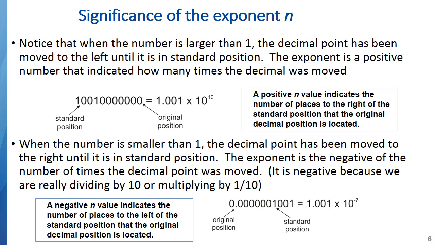When the number is smaller than 1, the decimal place has to be moved to the right until it's in standard position. And so to get back to the original position, we would have to divide by 10 7 times, or multiply by 1 over 10 7 times. And so we move the decimal over to the right 7 times, and then we multiply 1.001 times 10 to the minus 7th. And if you get confused, just remember the negative exponent is for very small numbers. The positive exponent is for very large numbers.